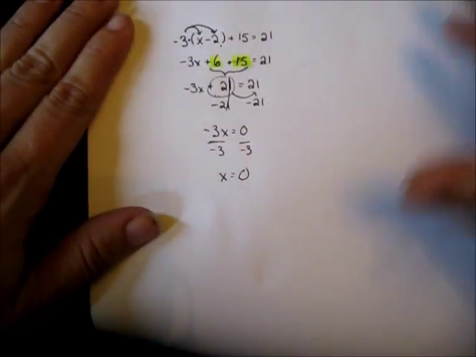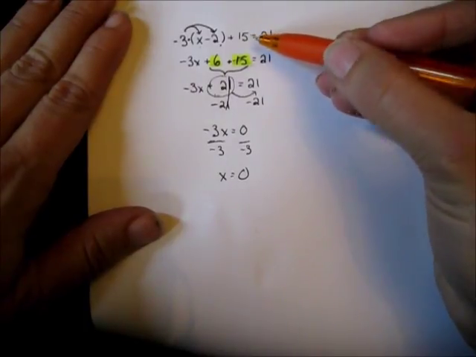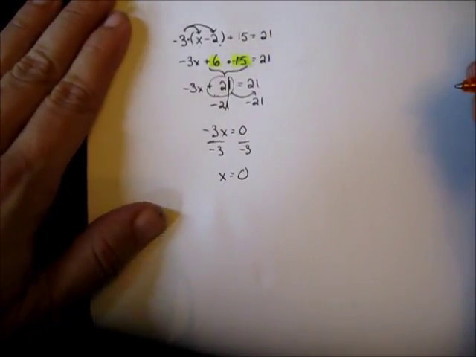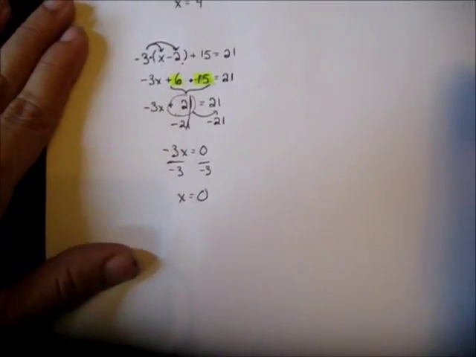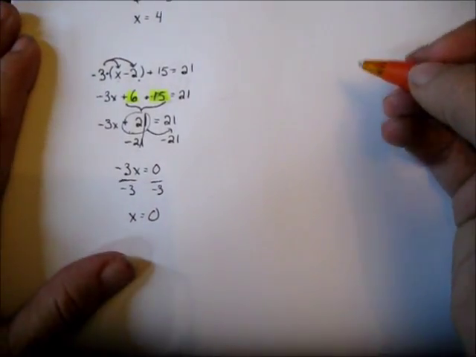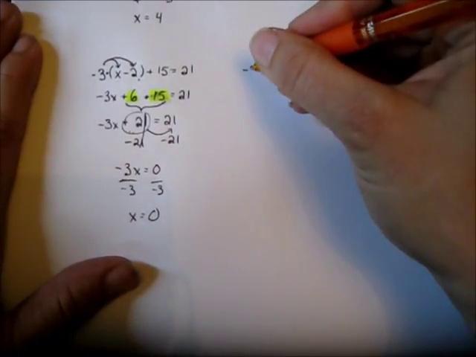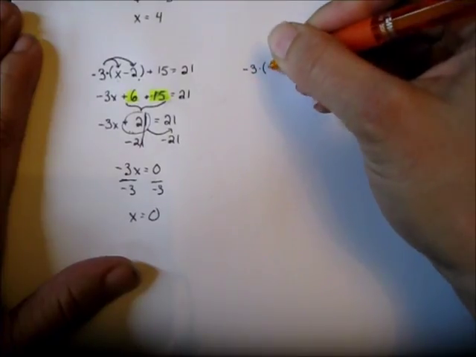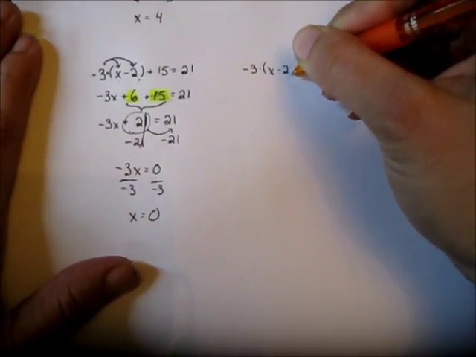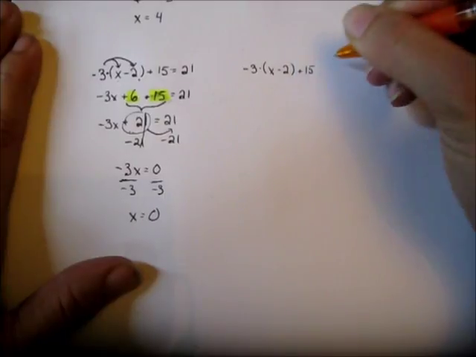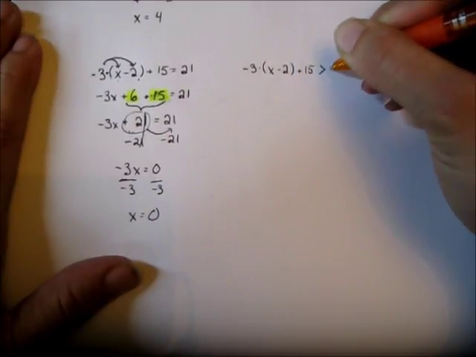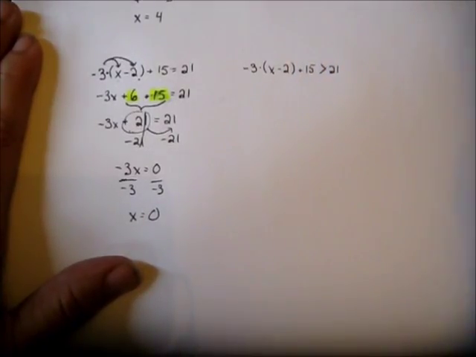Now let's say I want to take this exact same thing, but instead of putting the equal sign, I want to put in something different. I want to put in a larger than sign. So I'm going to just write it right here on the side so we can see the difference. So again, I'd rewrite my formula. Minus 3 times x minus 2 plus 15 is, let's say, greater than 21.